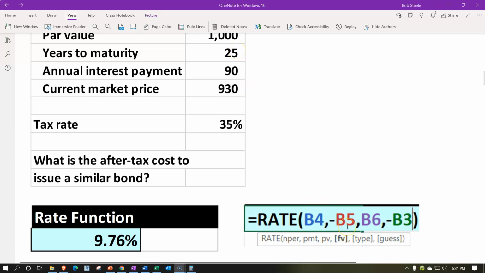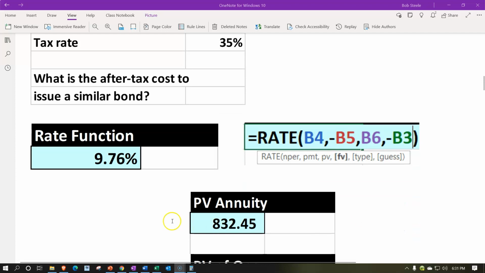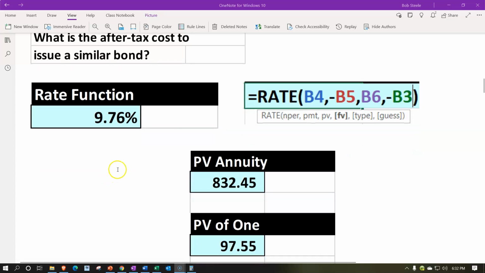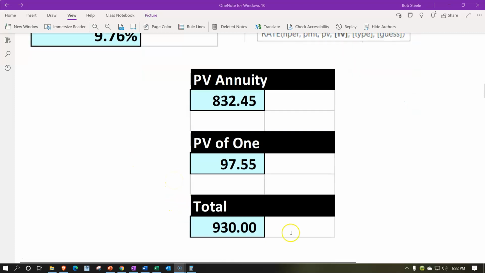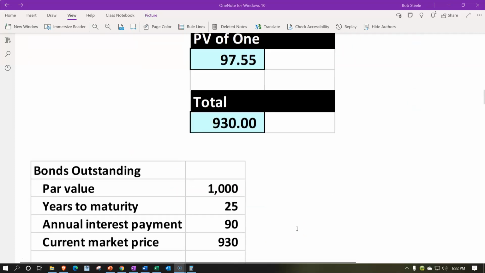So let me see if I can get these correct again. The thing that has a negative in it is the payment amount, the payment of the 90, and then the future value of the 1,000. Those are the things that need to be negative. The number of periods, and then the present value, not negative. If you do that properly, you get to that 9.76, and then once you have that, I would then double check it with your normal calculations. Once you have the market value to calculate the present value of annuity, present value of 1, double checking that you do indeed get down to that 930.